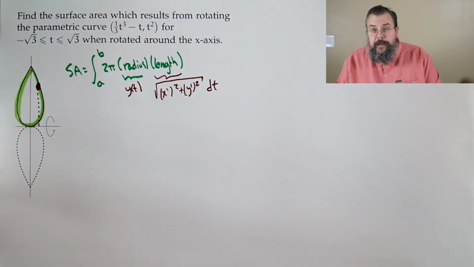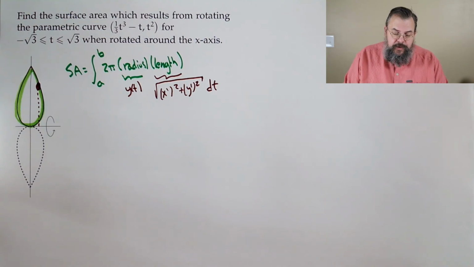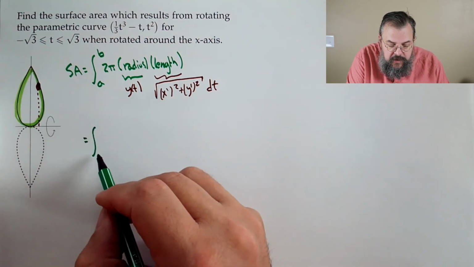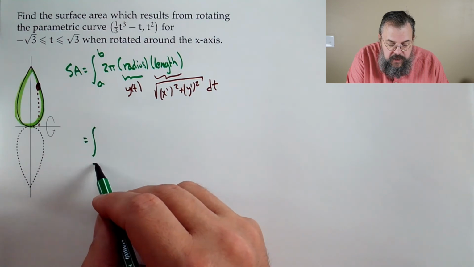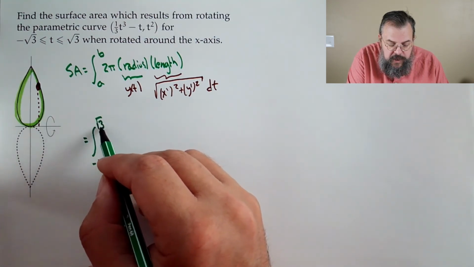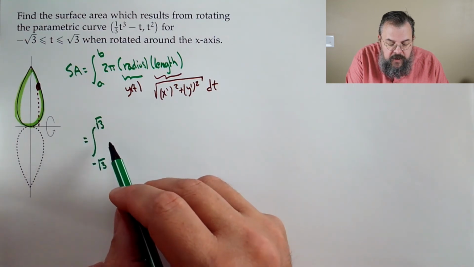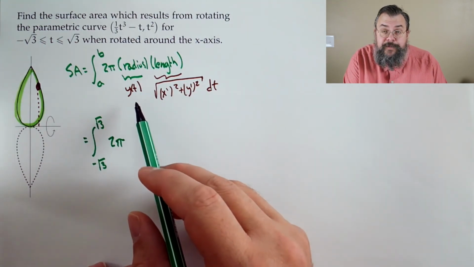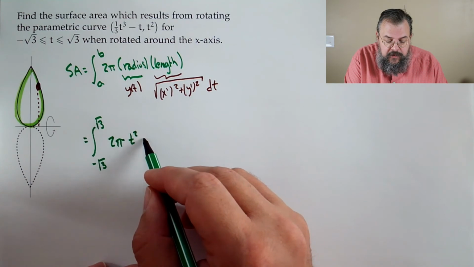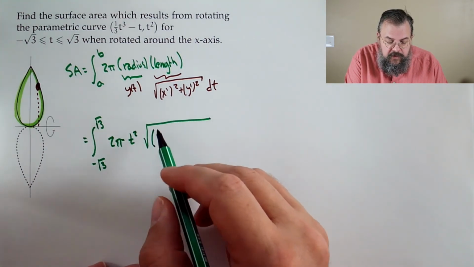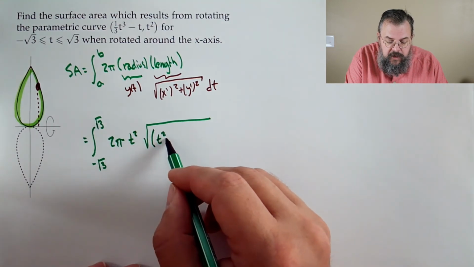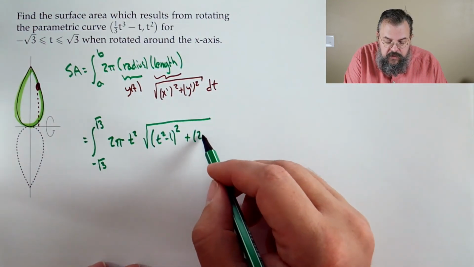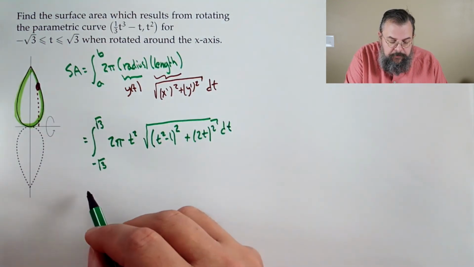So, well, let's dig into it. Let's see what we have. So we get the following. Our surface area is going to be our integral from minus root 3 to plus root 3. Now, we probably could go from 0 to root 3 and double by symmetry, but for now, we'll just leave it as is. And if an opportunity arises, we might rewrite it. t squared goes in for y, so 2 pi t squared times the square root of x prime squared, so that would be t squared minus 1 squared, plus y prime is 2t squared, dt.